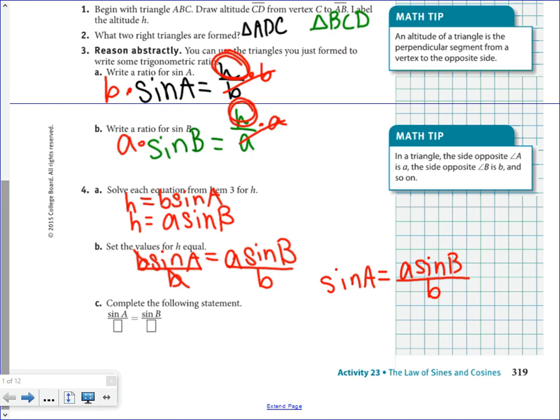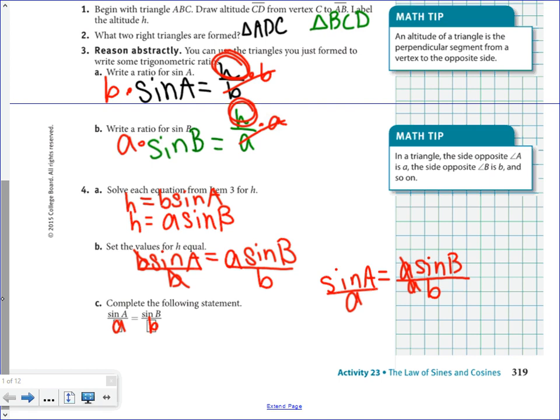And I have an A over here with the sine of B, so I need to divide by that A, and I need to do it on the left side as well. So now I have sine of A over A equals sine of B over B.